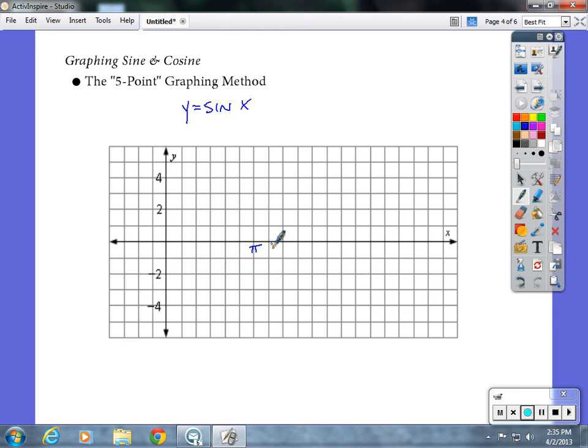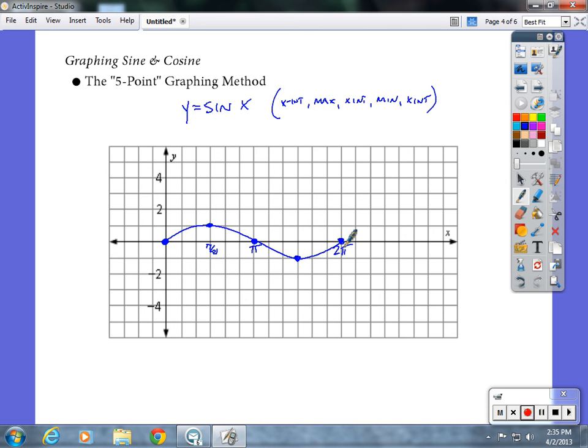Typically 6 blocks is pi, helps us out pretty good. And 2 pi. Remember the 5-point graphing method here for sine is going to be x-intercept, max, x-intercept, min, x-intercept. Okay. Now those maxes and mins, as if it's just a normal sine graph, are 1 above and below. So at pi over 2, we'd be 1 above. Pi, we'd be x-intercept. 3 pi over 2, we'd be 1 below. 2 pi, we'd be x-intercept. So our sine curve is going to look like that.